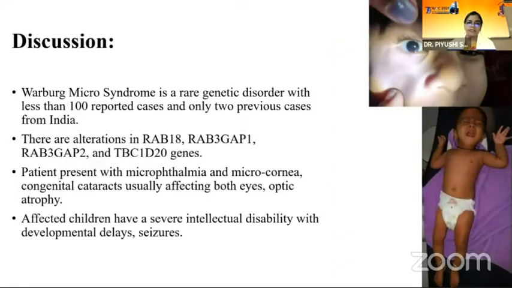So Warburg Micro syndrome is a rare genetic disorder with less than 100 cases reported and only 2 previous cases from India. There are alterations in the RAB18 gene and patients present with microphthalmia, microcornea, congenital cataract, usually affecting both eyes, and optic atrophy. Patients also have severe intellectual disability, developmental delays and seizures.